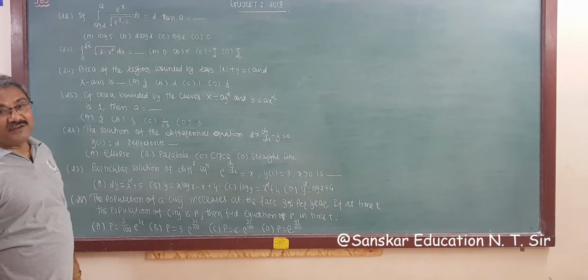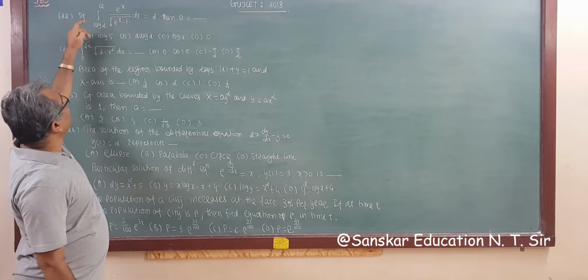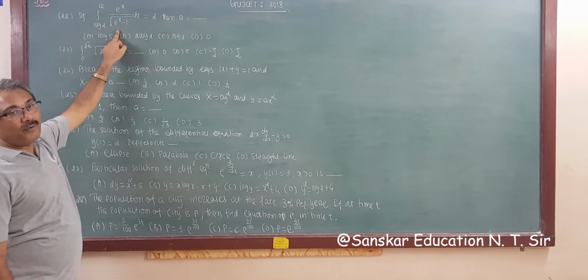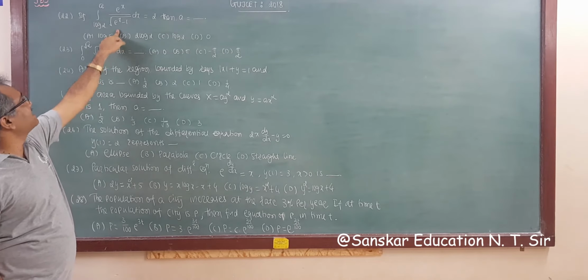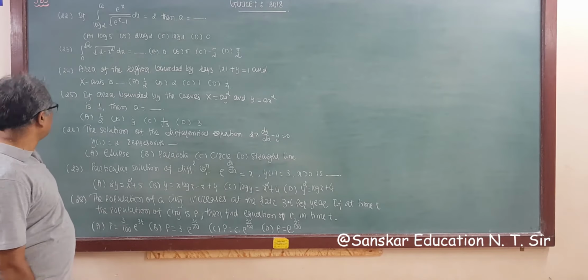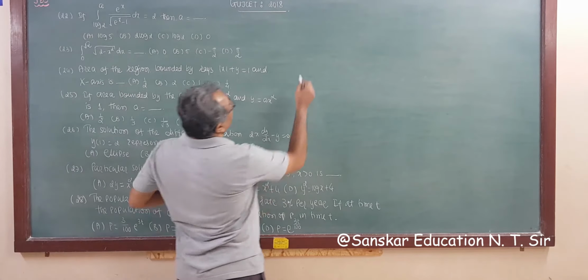So, question number 22. If the integration from log 2 to a of e raised to x upon under root e raised to x minus 1 dx is equal to 2, then a is what? We have to find out the value of a. Right? So, now you know one thing.